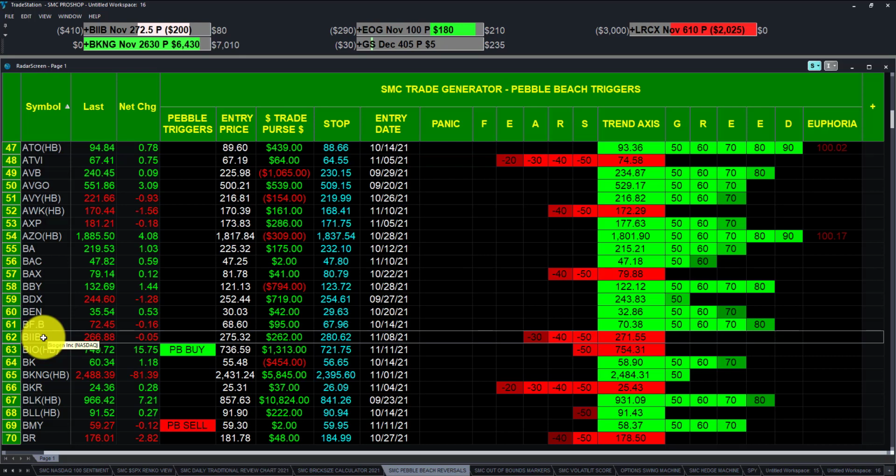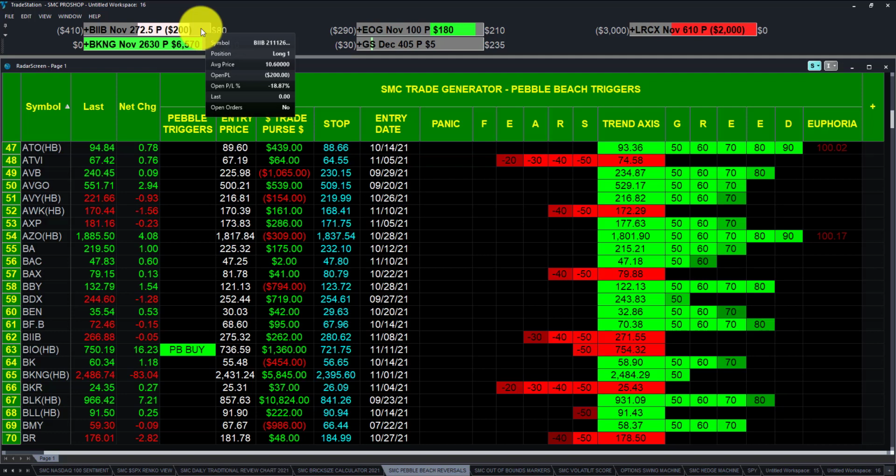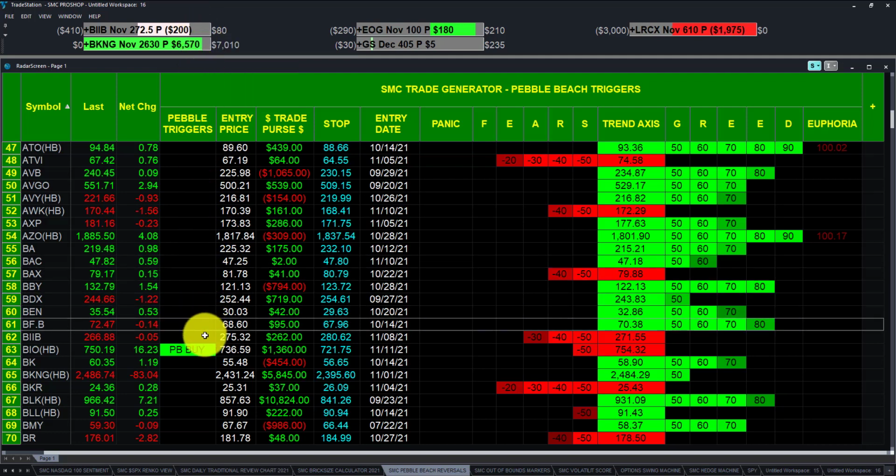So I come here and I look at BIB. Now, when we did it, BIB was up in here. It's here, and I'm down about 200. So I'm going to want to close that. I won't close it yet, but I will want to.